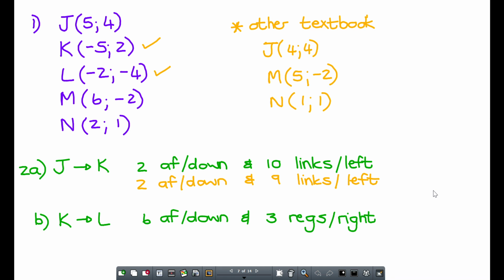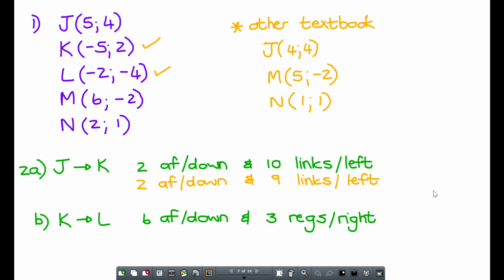Listen. If you get to 2A and you maybe said 9 left, 2 down, meaning you swapped it around, it's the same thing. In any case, if you get something like this in the exam, it's 2 marks. You get a mark for 2 down and you get a mark for 9 left. So it doesn't matter which one you write first. You're still going to get your marks.